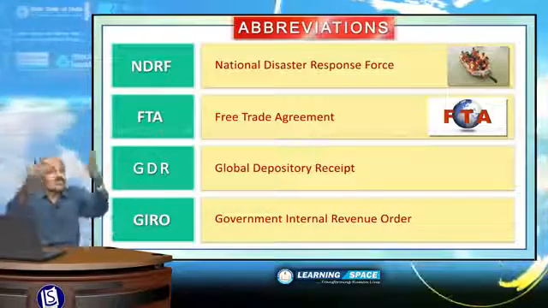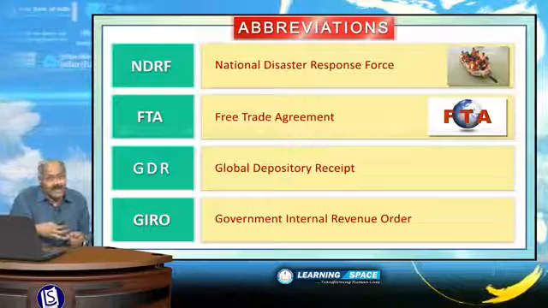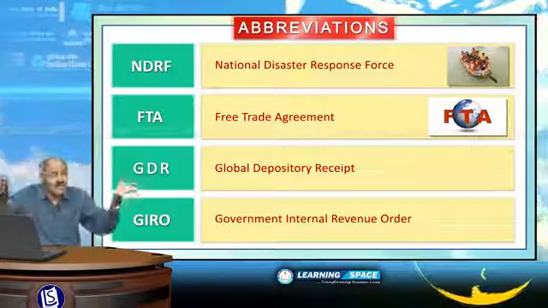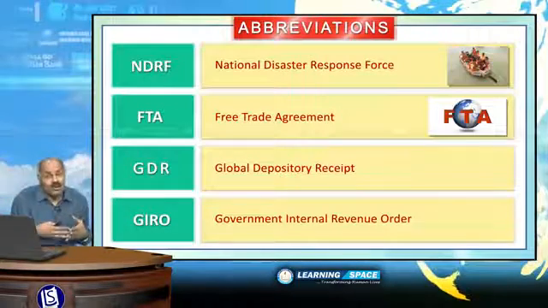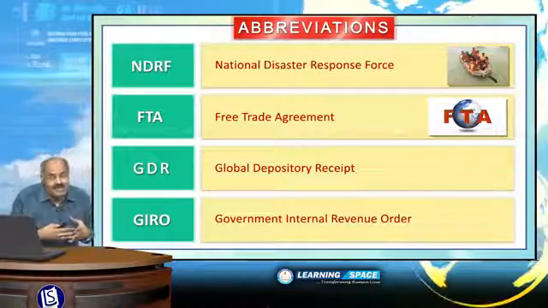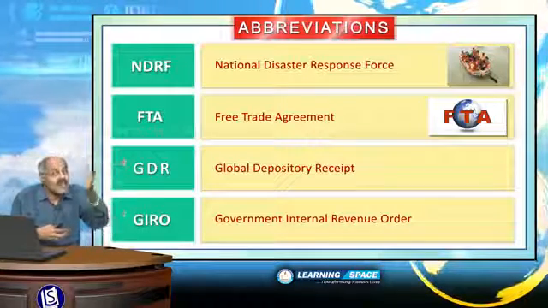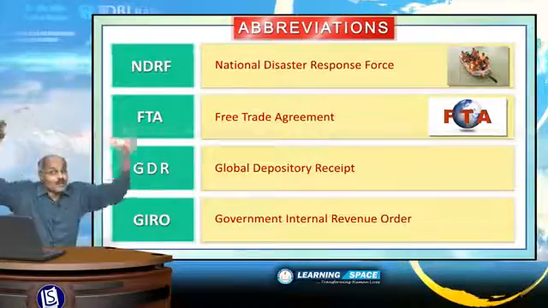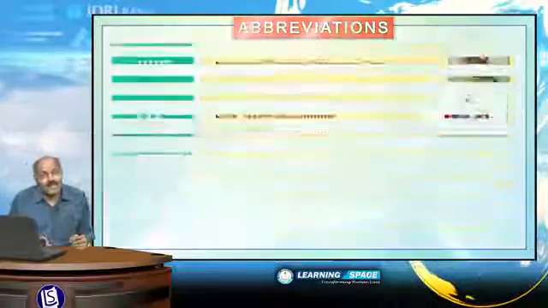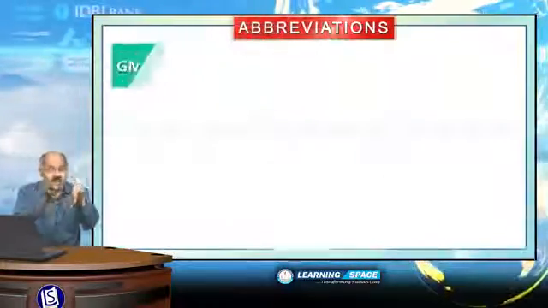GIRO, Government Internal Revenue Order. Government is trying to come up with a unified payment system across the country, that is Bharat Bill Payment System for all types of retail transactions, and Government Internal Revenue Order is the term pertaining to unified payment system across the country.